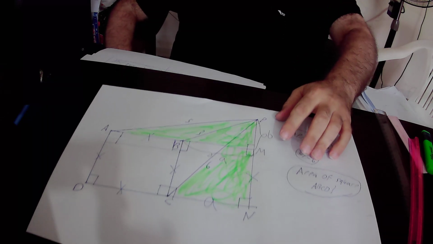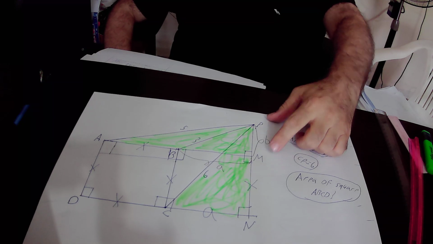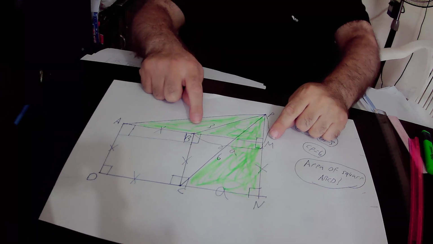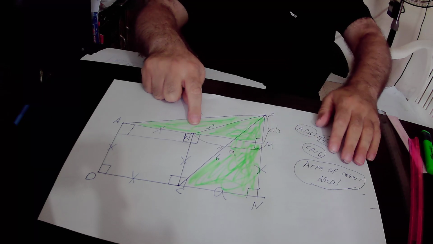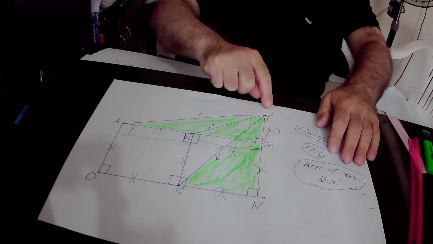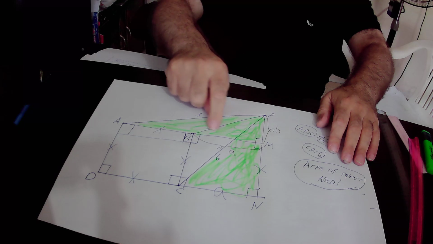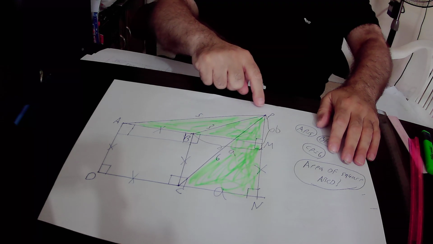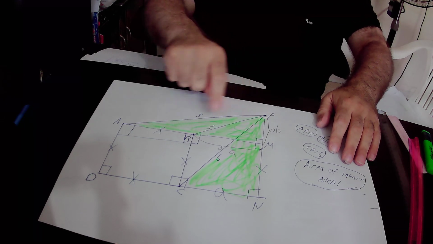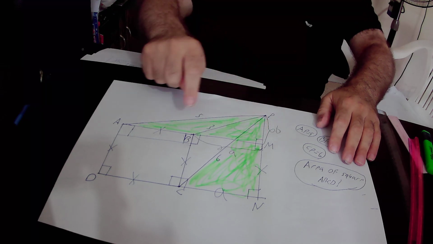Then we define PM, side PM as b. We define side BM as a, and we implement the Pythagoras theorem on the right triangle, triangle PBM. On the right triangle PBM, according to the Pythagoras theorem, PB square equals PM square plus BM square.